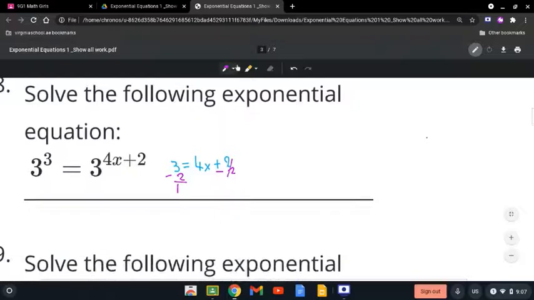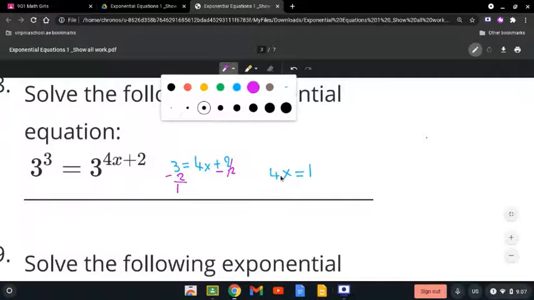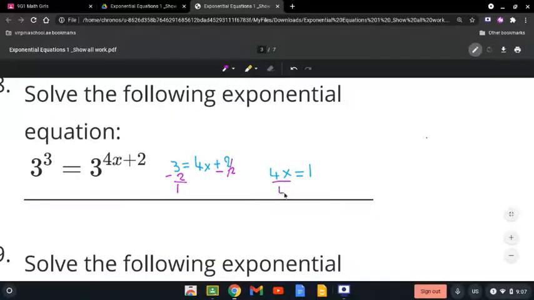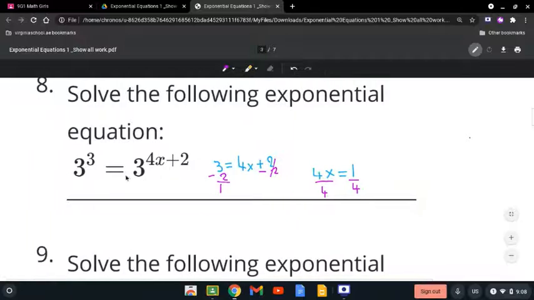And now we're going to write 4x equals the answer, which is 1. And we still want to get x alone, so we need to divide by 4 on both sides. So here it's going to be 4, and here it's going to be 4. That's the answer. So now x equals 1 over 4.